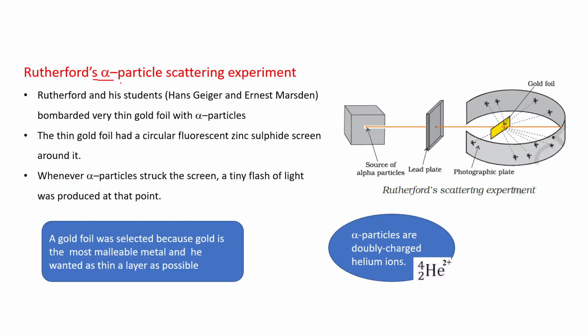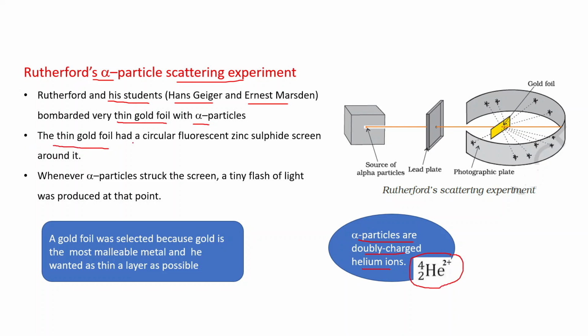Rutherford's alpha particle scattering experiment. Rutherford and his students Hans Geiger and Ernst Marsden bombarded very thin gold foil with alpha particles. Now what are these alpha particles? Alpha particles are doubly charged helium ions and this is represented like this.